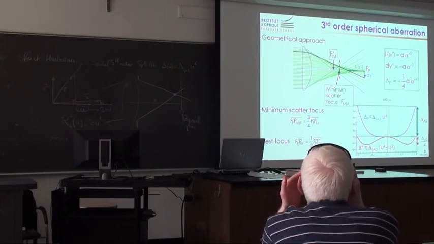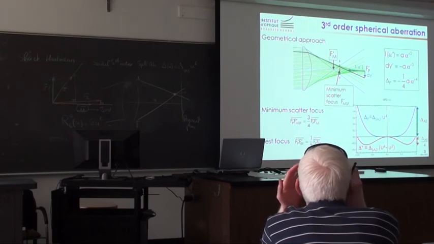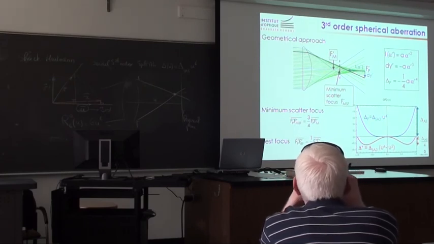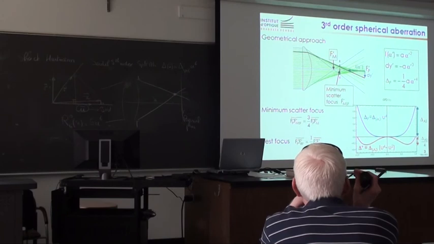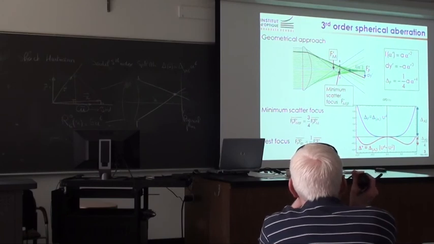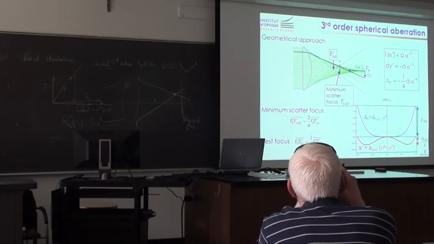One can also ask the question: this is the minimum scatter focus where the spot is minimum, but where is the best focus, the other point, the one that maximizes the intensity? It's not there. It's actually halfway between these two points. I'm not going to show it here, but one can do that.